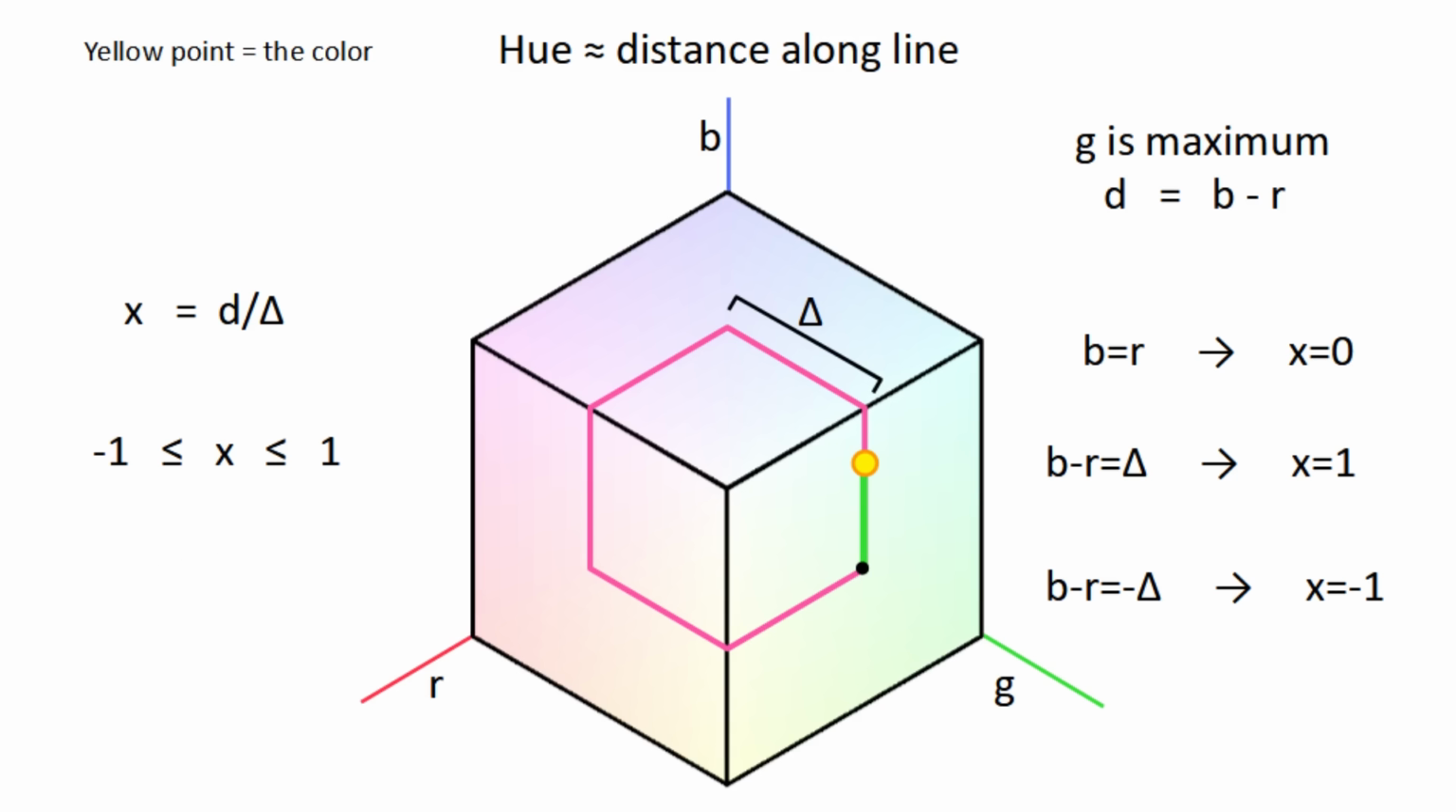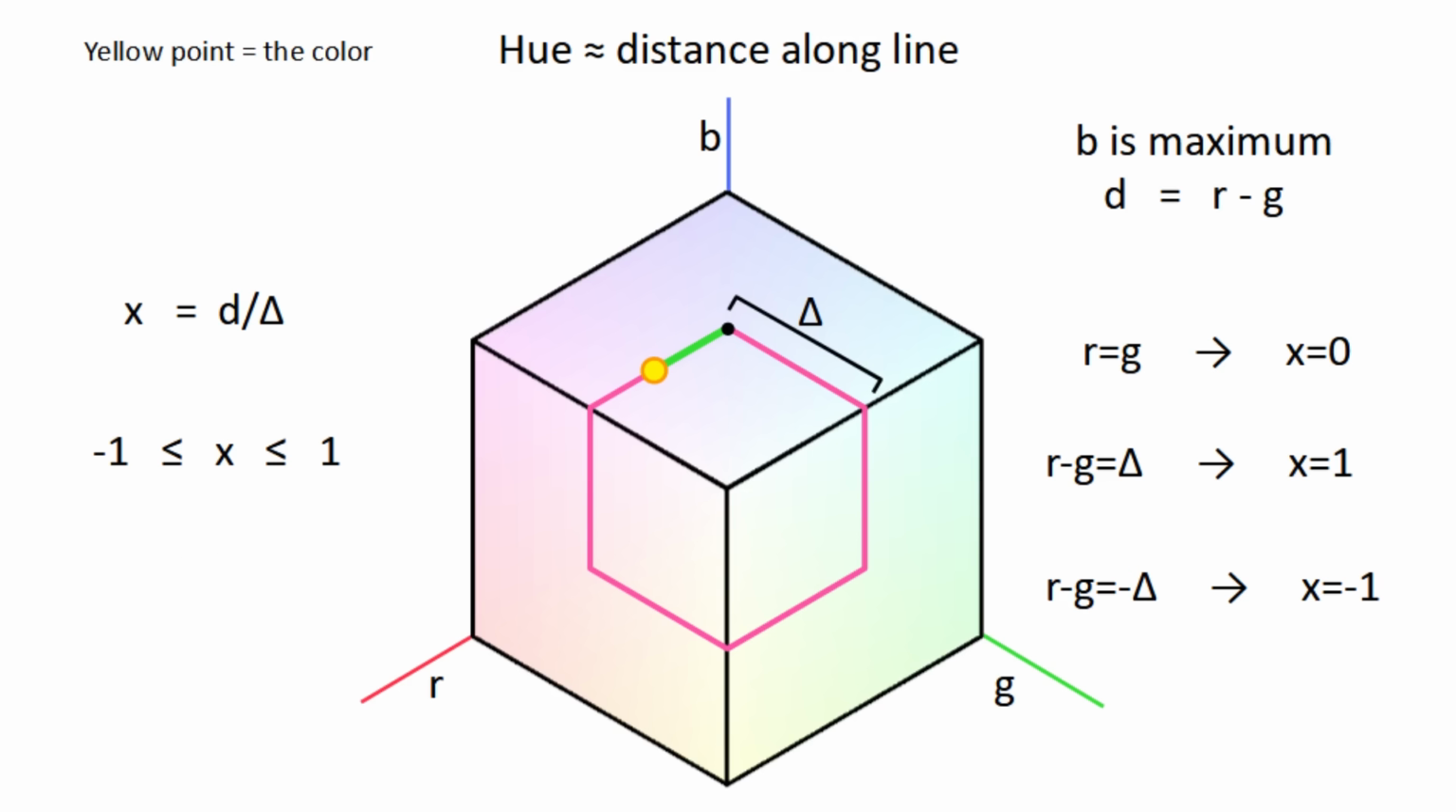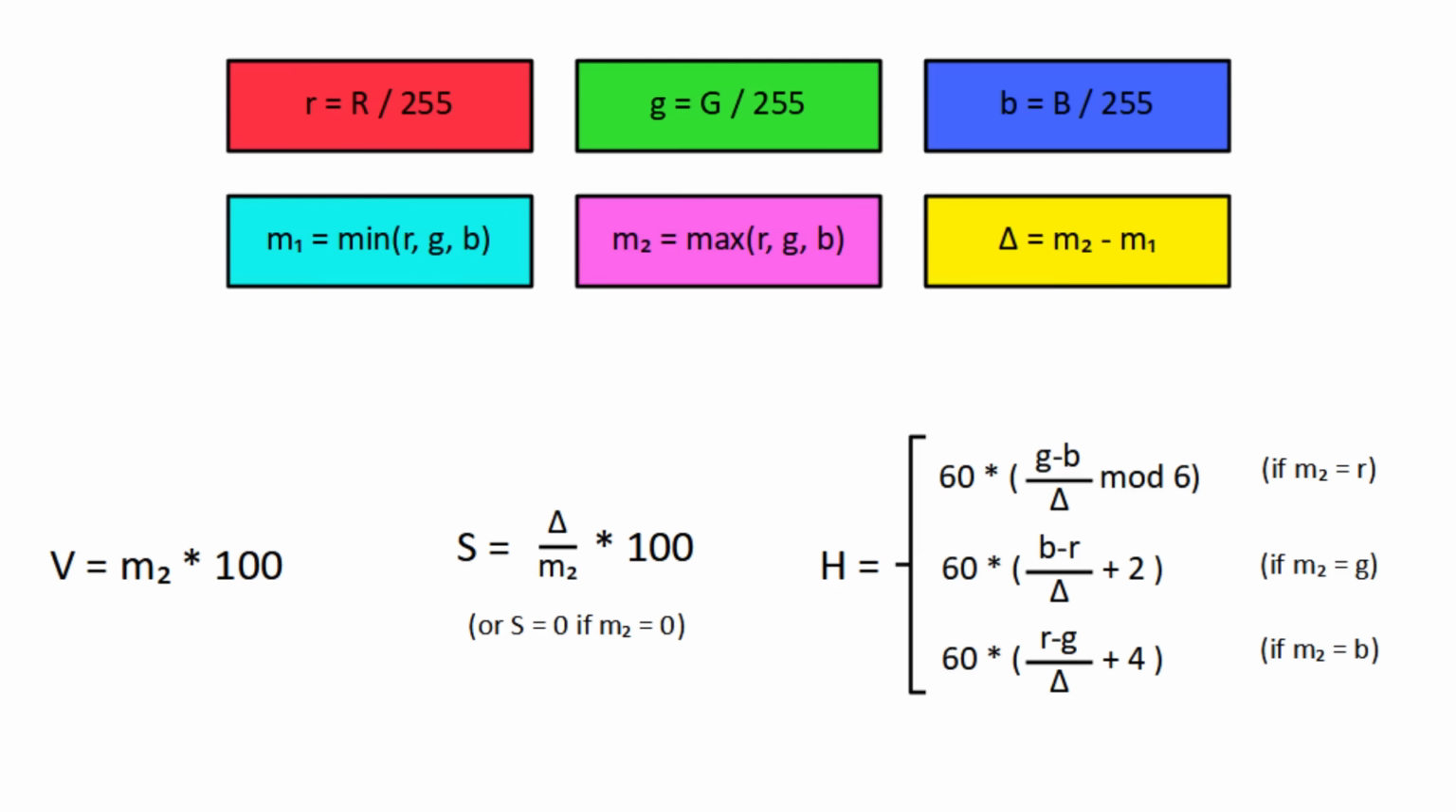Now if green is the maximum, it means you're on the right face, so the distance is b minus r. It's basically the same concept, but this time we add 2 to make it from 1 to 3. This accounts for the starting point still being on the red face. This gives us the next third of the hue formula. Finally, if blue is the maximum, you're on the top face, so we use r minus g. The same thing applies, but we add 4 this time, and this gives us the full hue formula.